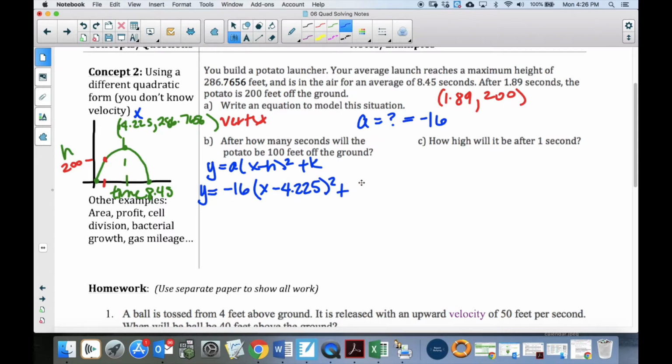And then the y value goes outside. It tells us how high it goes. So this is the equation that we're going to use. Now the question says, after how many seconds will the potato be 100 feet off the ground?